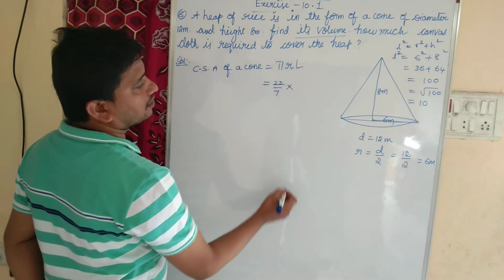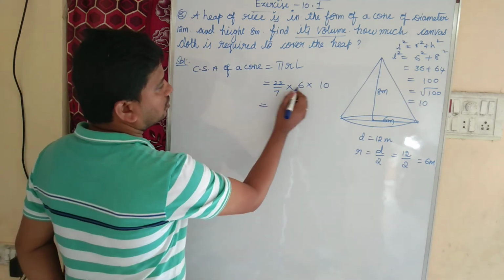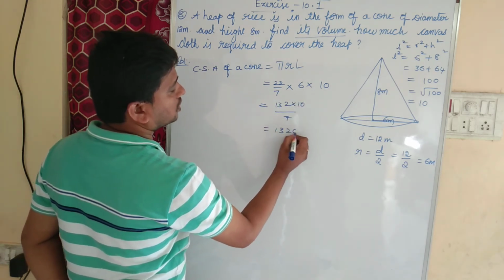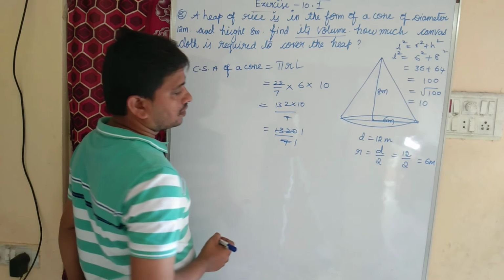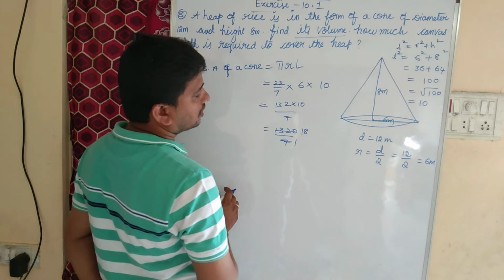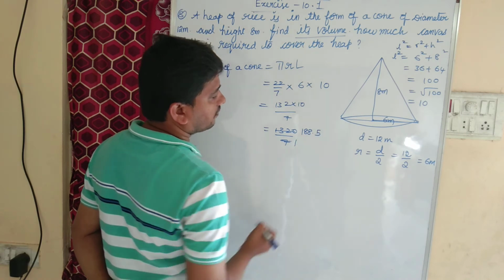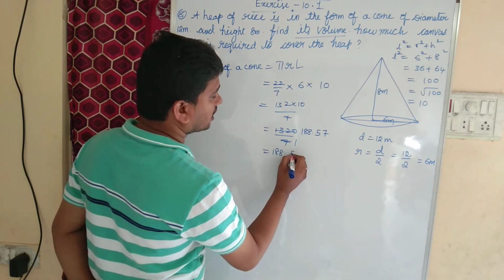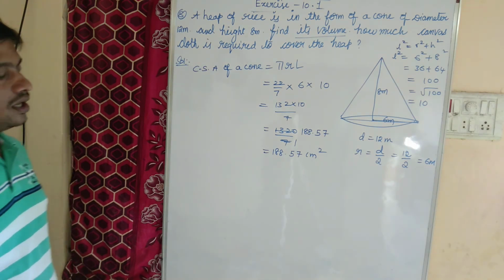So L value is 10. Let us substitute. Pi value 22 by 7, R value 6, L value 10. Right? So 6 twos are 12, 132 into 10 by 7. 1320 divided by 7. So 7 table: 7 1s are 7, 6 2, 7 8s are 56, 60. Again 7 8s are 56, 40. 7 5s are 35, 50. 7 7s are 49 and so on. So how much canvas cloth is required? 188.57 square meters. Okay, children, calculation only.